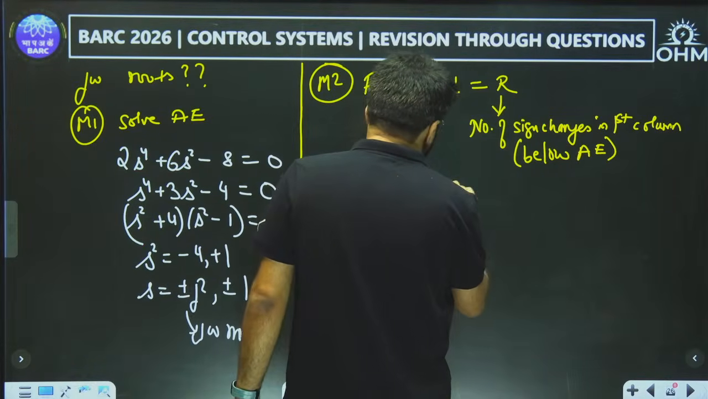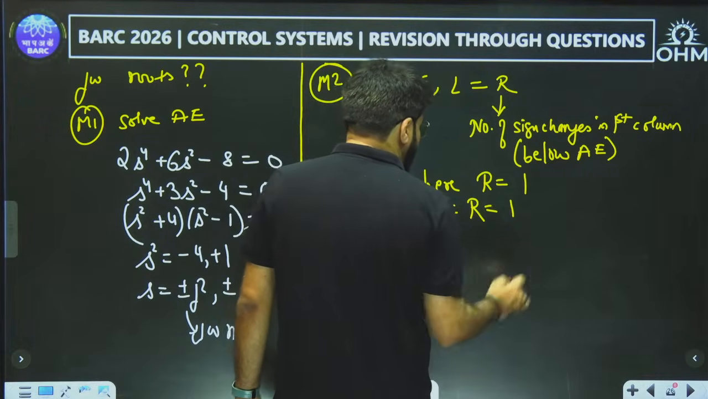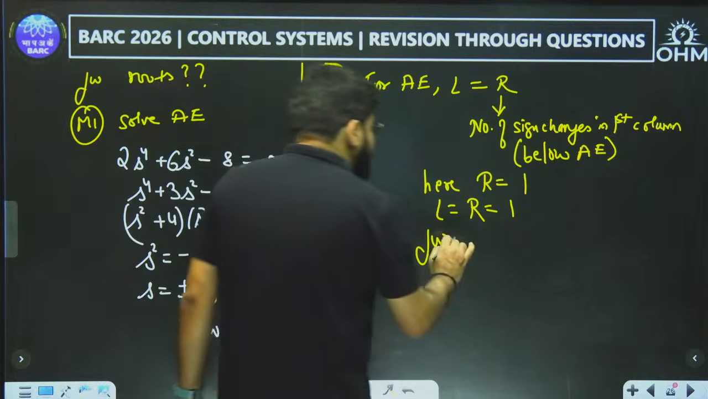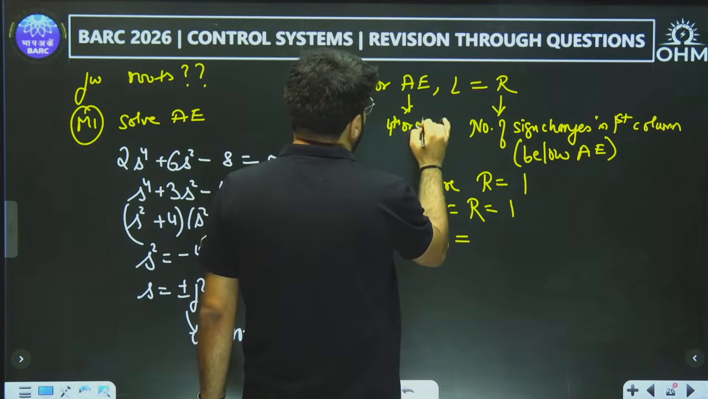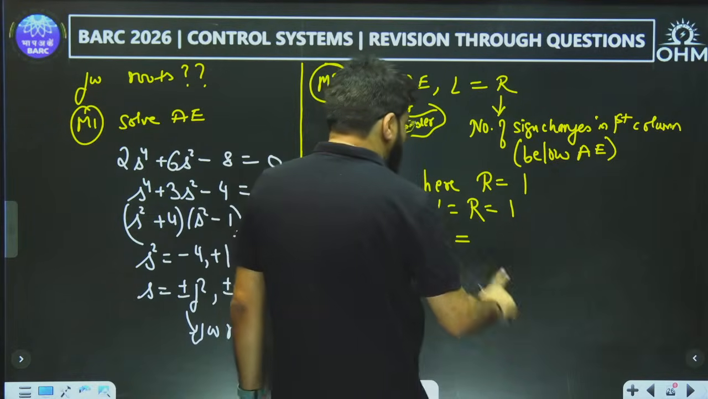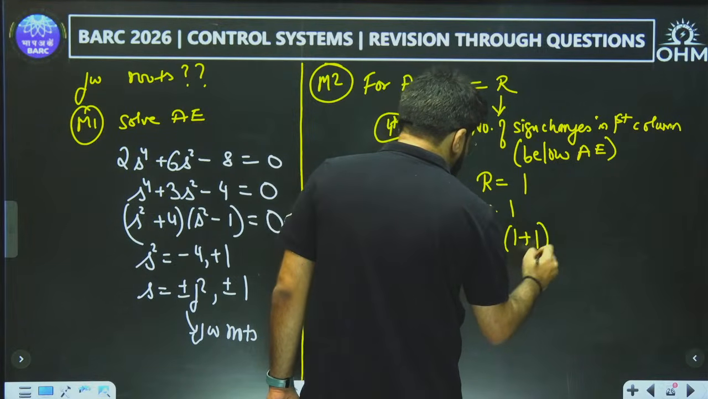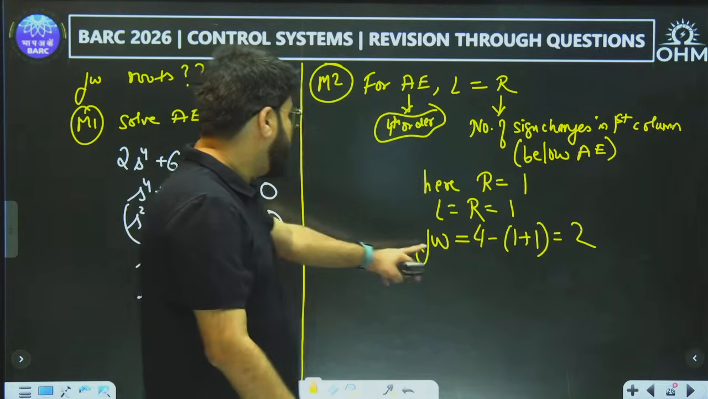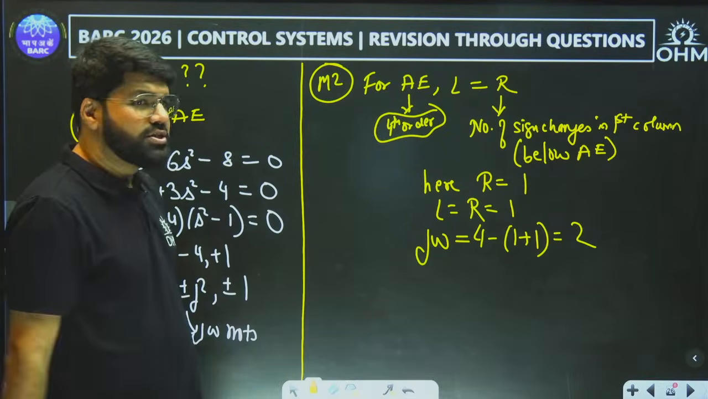So here the value of R is equal to 1, and L is also equal to R, equal to 1. Now tell me, how many j omega roots? The auxiliary equation is 4th order. Out of the 4 roots, 1 is on the left, 1 is on the right. The remaining, if nothing is on the left or right, are on the boundary, the j omega axis. So the number of j omega roots is equal to 2. Right? How many j omega axis roots? 2.